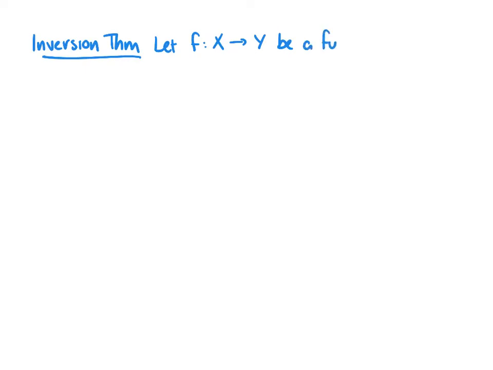Okay, we'll finish this introduction to functions with what's known as the inversion theorem. This is a theorem that tells us when a function has an inverse. So here's the statement. Let f be a function from x to y. Then f has an inverse if and only if it's bijective.